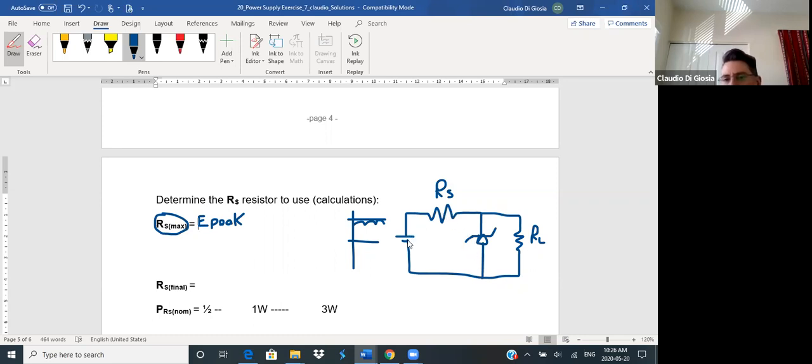Because there's a loop here. We have the voltage here. We're going to use the peak. But we also know that we have 12 volts across the Zener diode right here. So the voltage here is what? The voltage here is E peak minus EO.